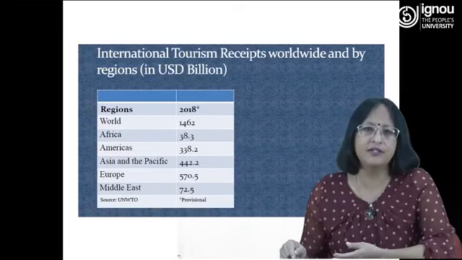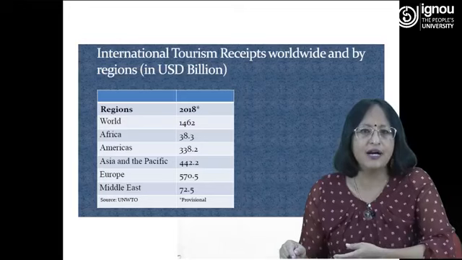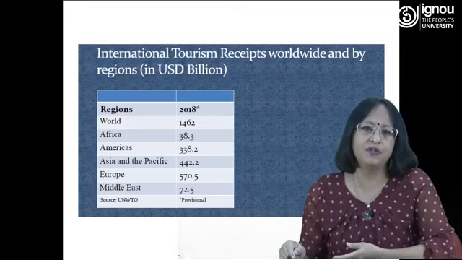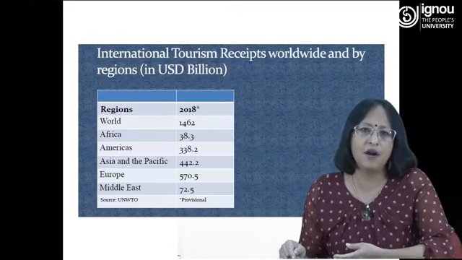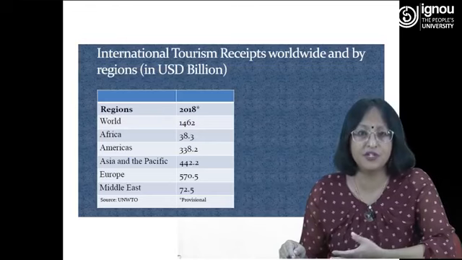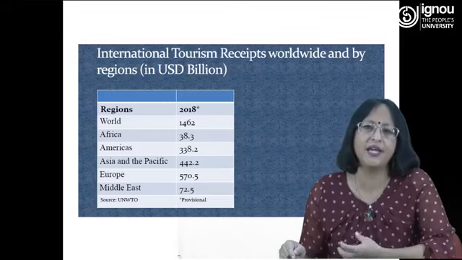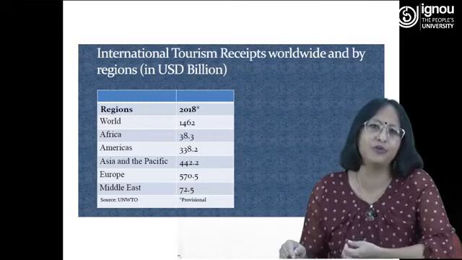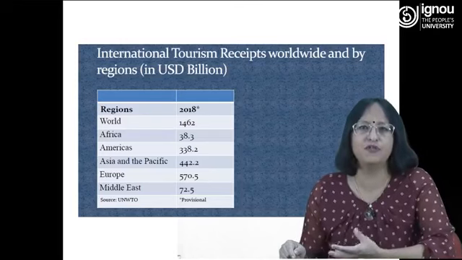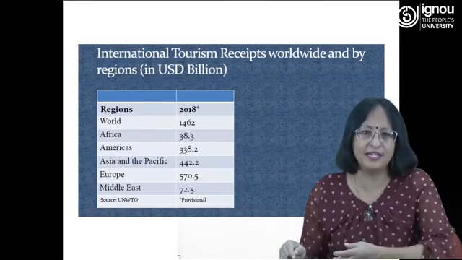So let us now look at the receipts, in terms of revenue which is generated. In 2018, because these are the latest figures which we have got, 1,462 billion US dollars. It is a huge amount. So you can say this is one of the justifying reasons why every country or every destination in the world is looking forward to tourism to be a revenue earner for their destination.